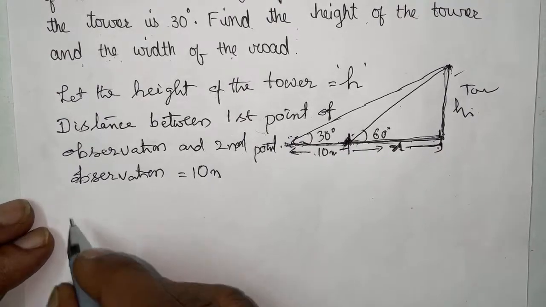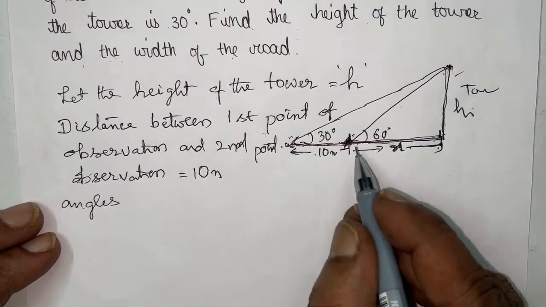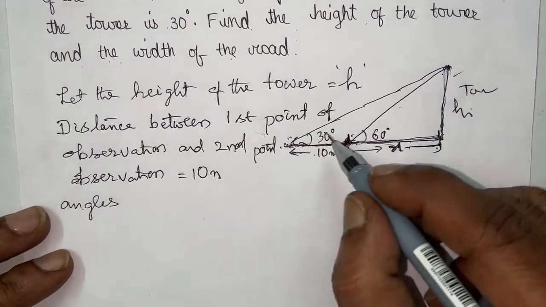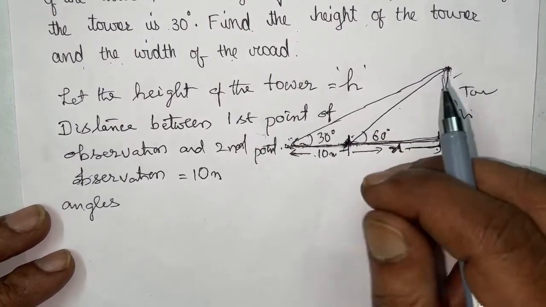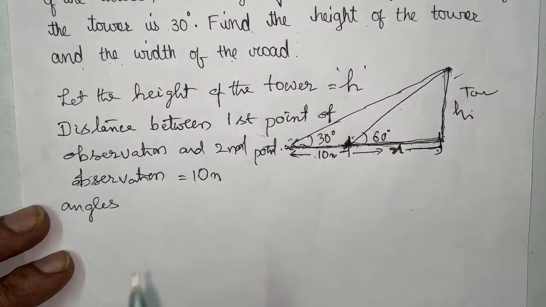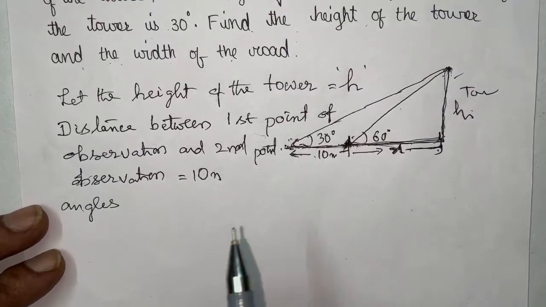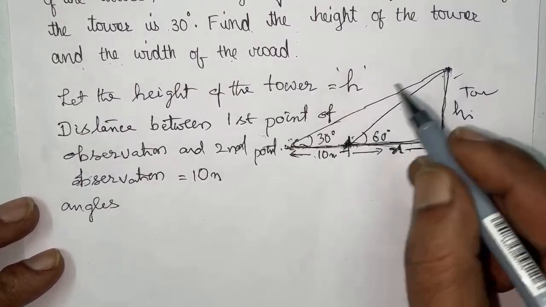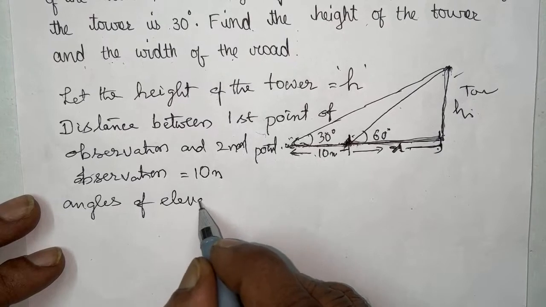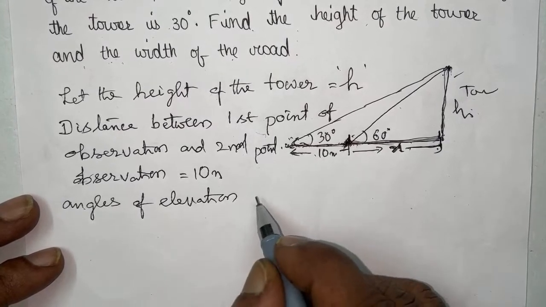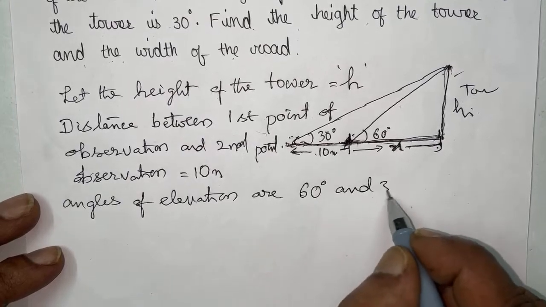And then the angles. What are the angles of elevation? Yesterday only I told you: one person is standing on the ground, and his ray of view should be above the horizontal line. That means he has to look upward. So the angles of elevation are 60 degrees and 30 degrees.